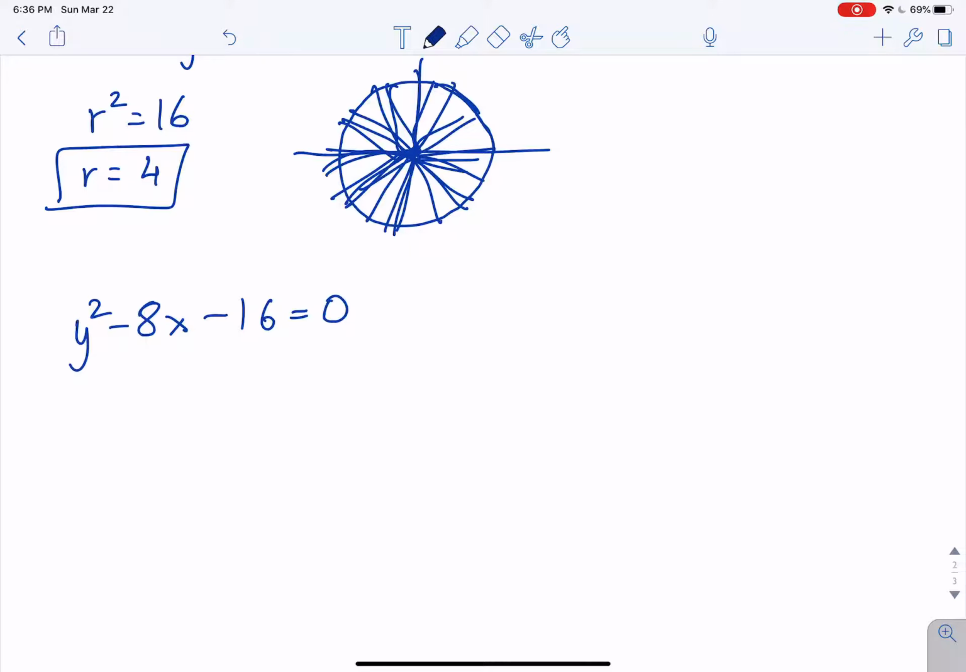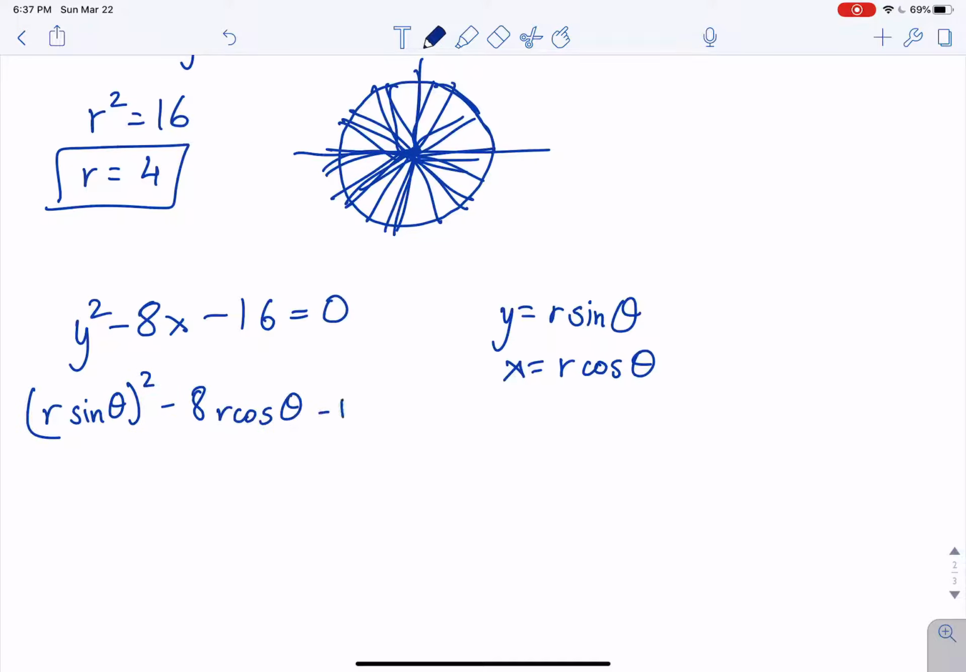So we have y squared minus 8x minus 16 equals 0. So I know that y is r sine theta, and I know that x is r cosine theta. So I'm going to start off using that. So y would be r sine theta squared minus 8r cosine theta minus 16 equals 0. So then I get r squared sine squared theta minus 8r cosine theta minus 16 equals 0.